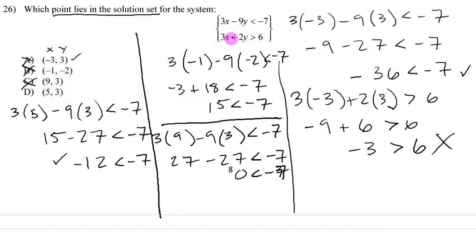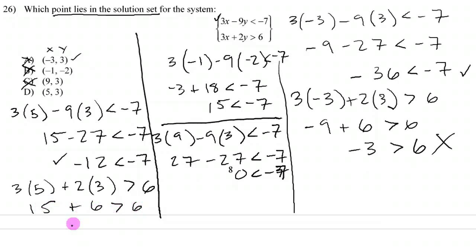Now let's double check that it works for the other one. So this one's good. Now let's check this one. 3 times 5 again, plus 2 times 3 for the y is going to be greater than 6. And here I got 15 plus 6 is greater than 6. Well, definitely 21 is greater than 6. So it works for both. So our answer is going to be D.